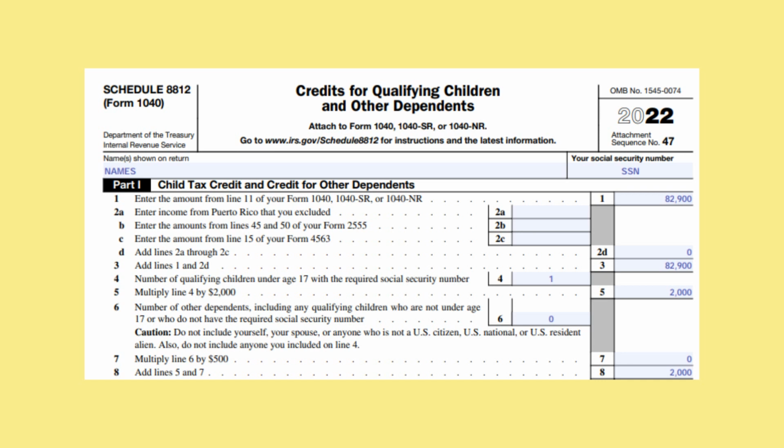On line 3, add lines 1 and 2d together to arrive at $82,900. On line 4, put the number of qualified children under age 17, which in our example is 1, times 2,000 for line 5. Since we don't have any other dependents, line 6 will be 0, as well as line 7. On line 8, add lines 5 and 7 together to arrive at 2,000.